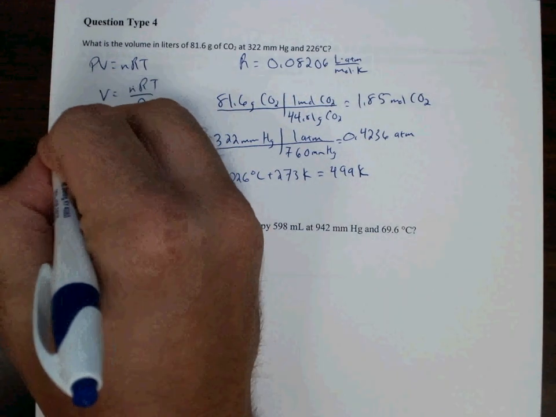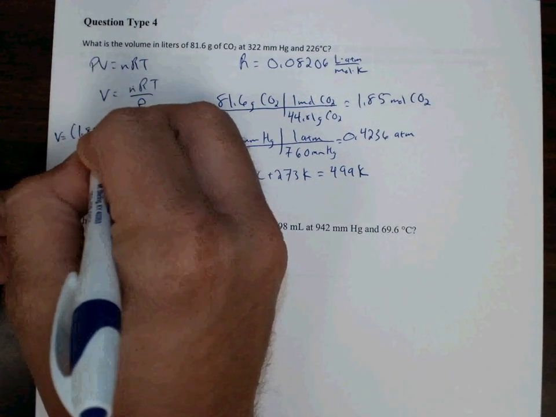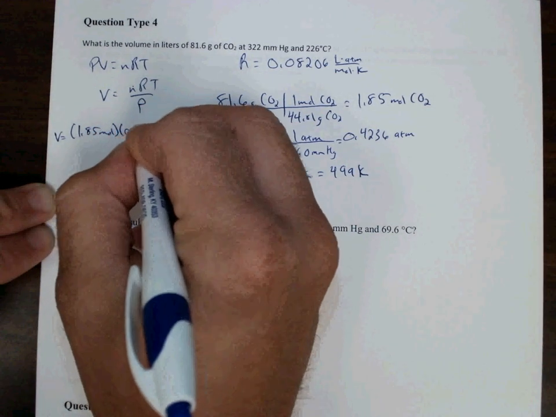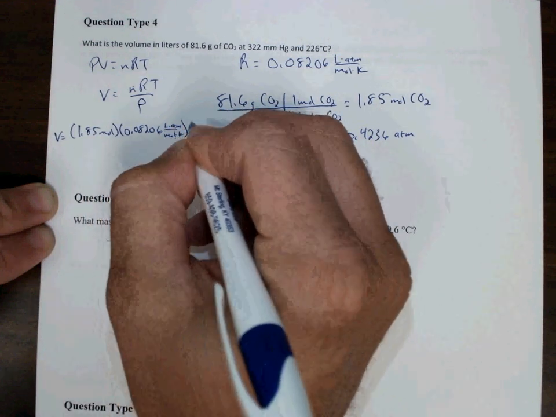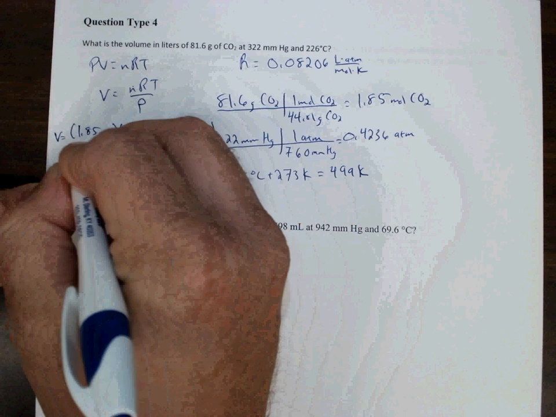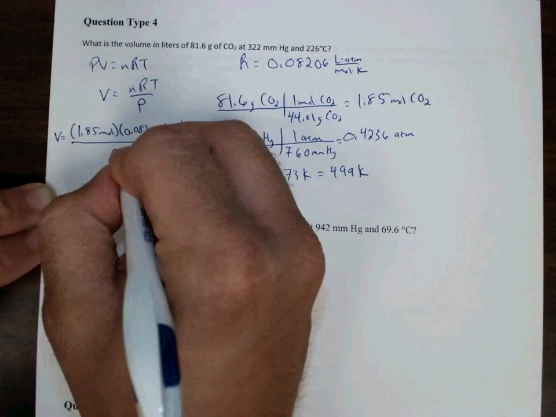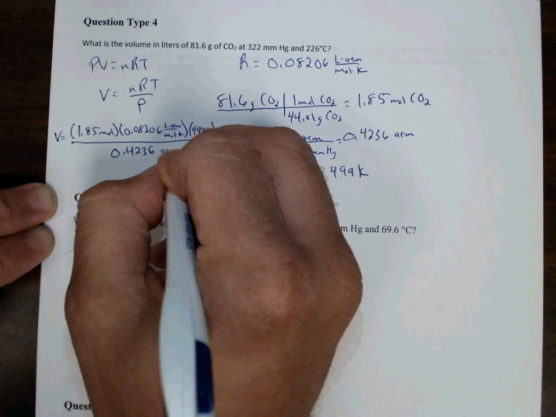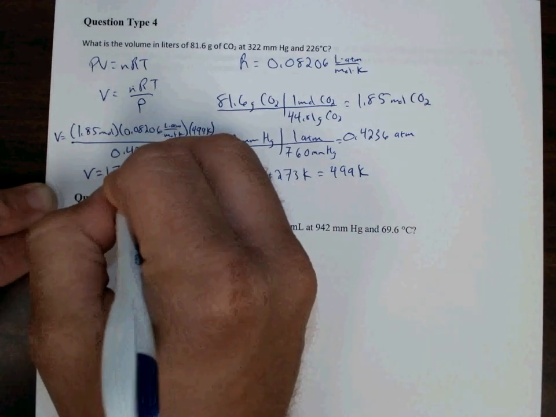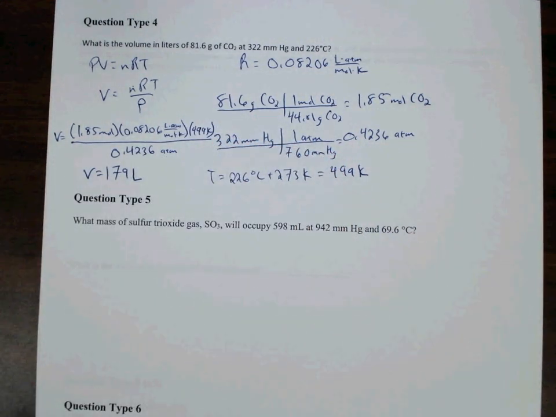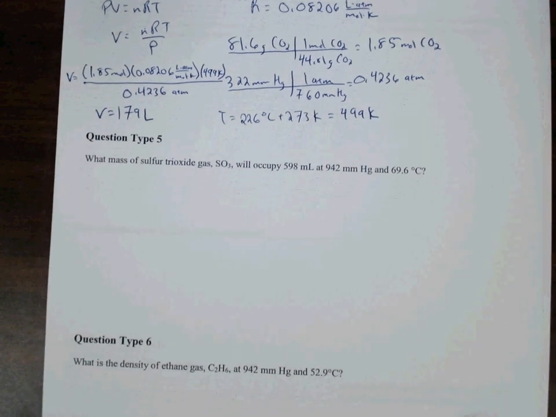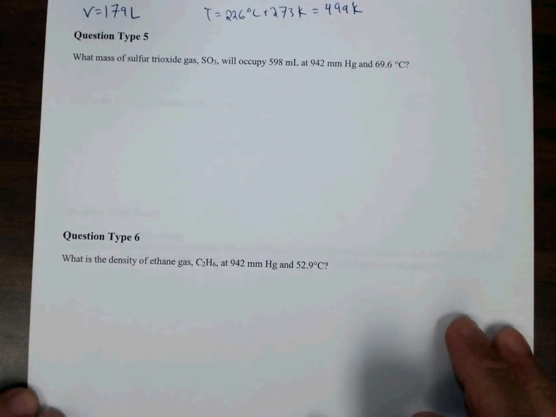Okay, so we take V equals 1.85 moles times 0.08206 L atm per mole Kelvin times 499 Kelvin. Divide that by 0.4236 atmospheres. The volume ends up being 179 liters. Okay, so that's all we have to go through and do for that type of question. Question 5 is very similar.